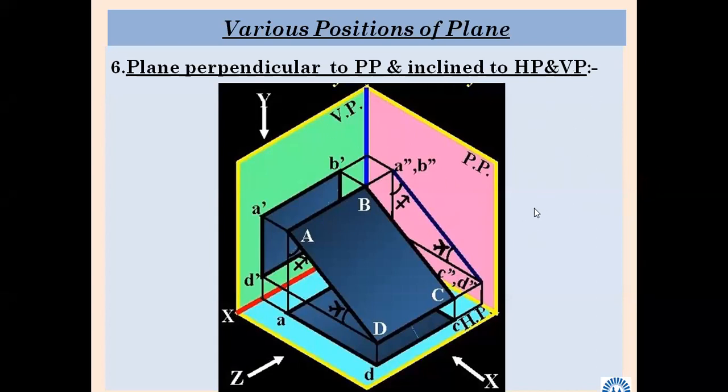And as it is inclined to HP and VP, what will it show? Apparent shape. So actually here its orthographic view is missed. So is it possible for you to draw its orthographic view? The plane which is perpendicular to PP and inclined to HP, how will it be?